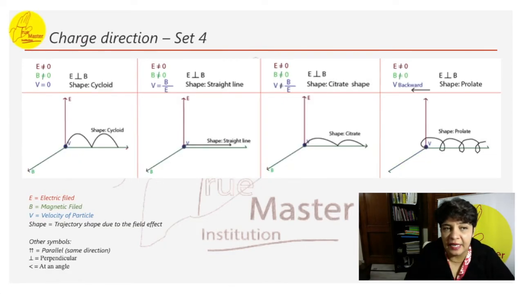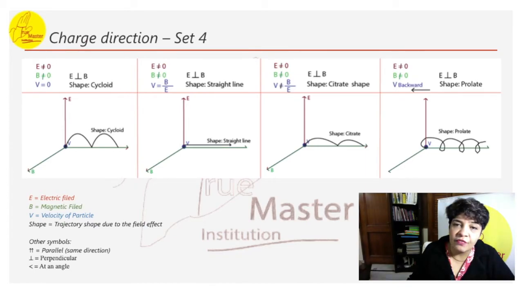Charge direction, this is the set 4 in which the electric field and magnetic field are making a 90 degree angle. This is the electric field, this is the magnetic field. So they both have certain values, so E is not equal to 0 and B is not equal to 0. And also in this complete slide, suppose they are perpendicular to each other.